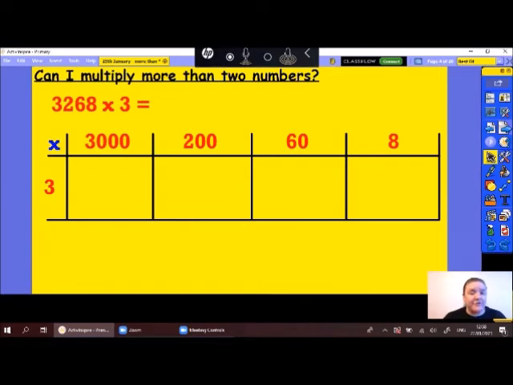And now I'd like you to try this one. So we've multiplied two-digit numbers by a single digit using the grid method. We've multiplied three-digit numbers. Now I'd like you to multiply a four-digit number. I've set the grid out for you. All you need to do is copy it down and put the answers in the right places and add them together. Pause the video and then we'll compare answers.